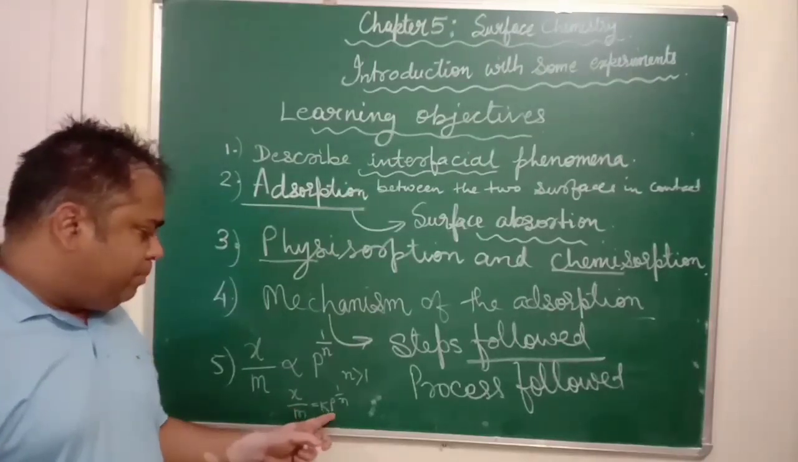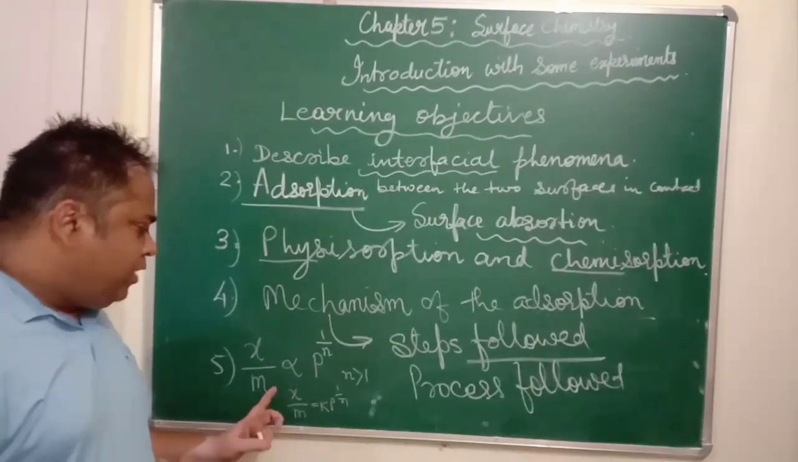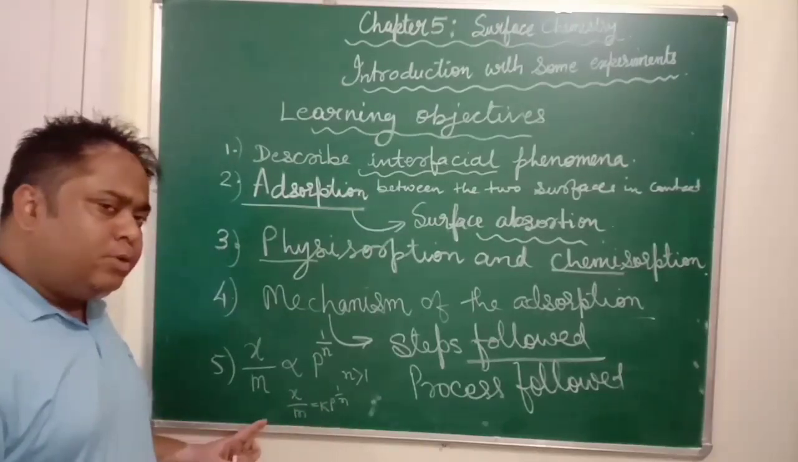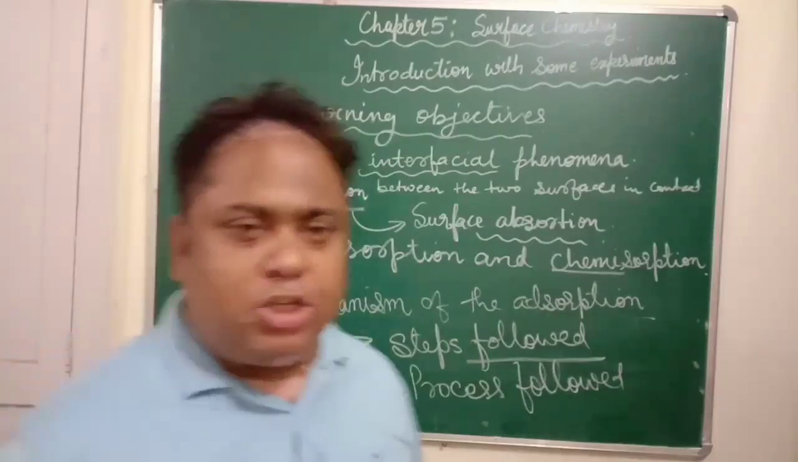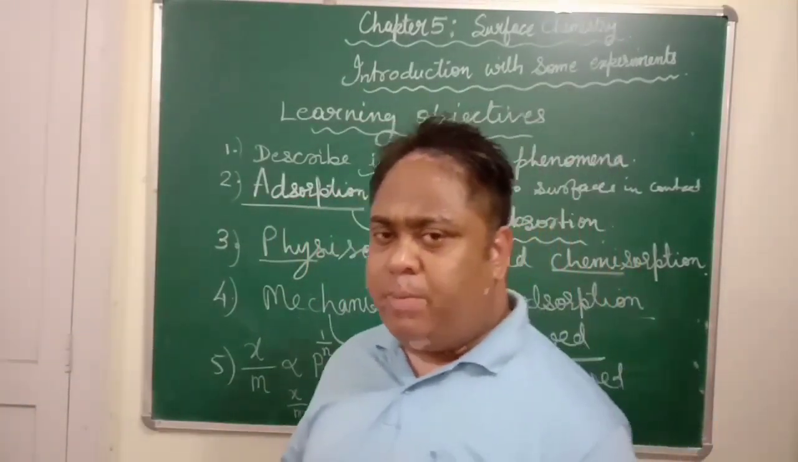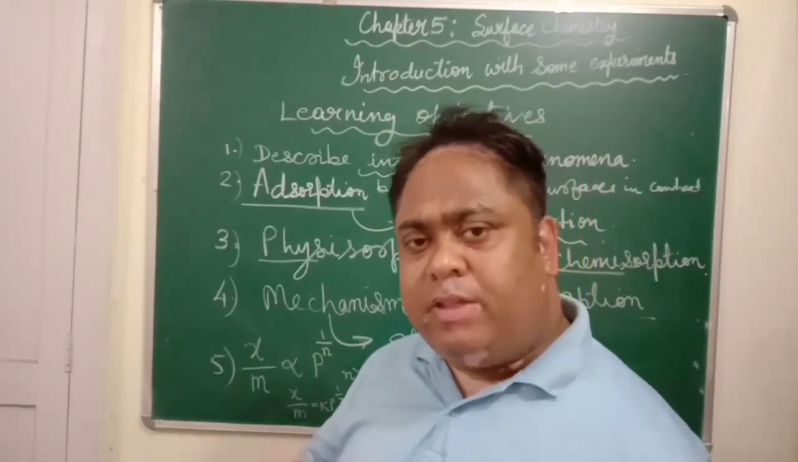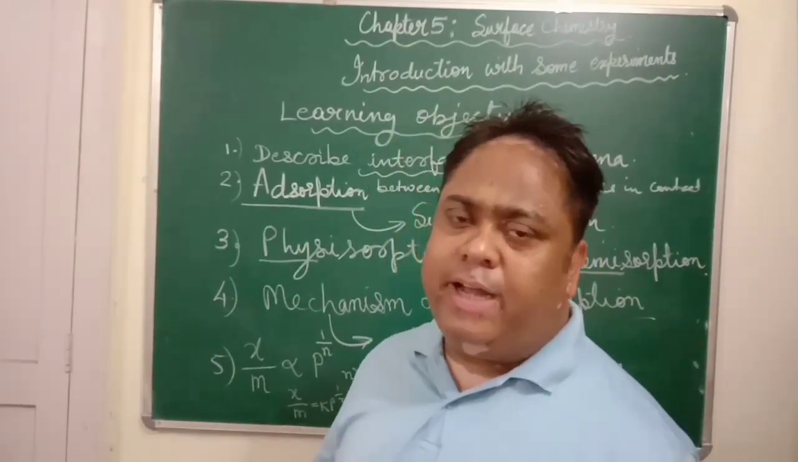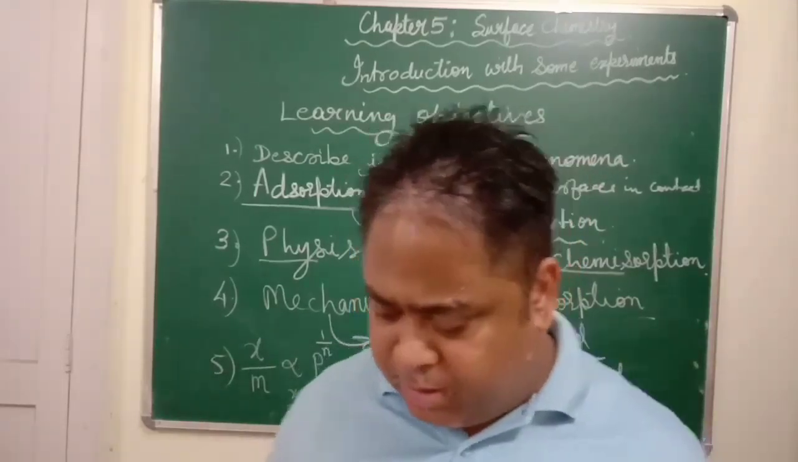by m and p to the power 1 by n, and also the logarithmic form in which it will become a linear equation instead of an exponential equation. Alright, so this also we are going to see. Freundlich adsorption isotherm gives the graphical plot between the adsorbent and the adsorbate and its relation with the pressure exerted on the gas molecule while it gets adsorbed on the metal surface or solid surface.